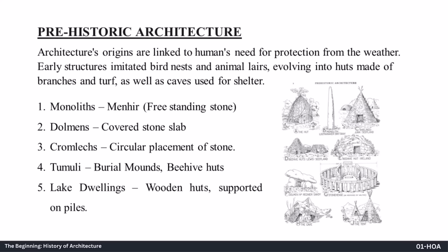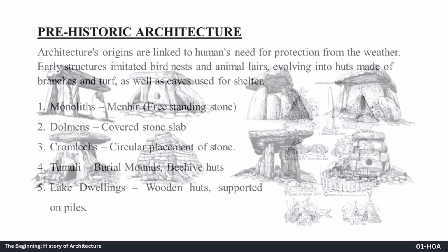used for shelter. Monoliths, menhirs (freestanding stones), dolmens (covered stone slabs), cromlechs (circular placement of stones), tumuli (burial mounds), beehive huts, lake dwellings, and wooden huts supported on piles.